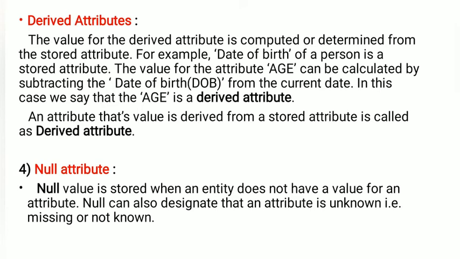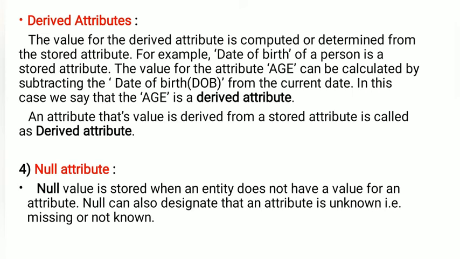Next one is null attribute. Null value is stored when an entity does not have a value for an attribute. Null can also designate that an attribute is unknown, that is missing or not known. It is called a null attribute. Here null is, for example, student ID, name, age, phone number.